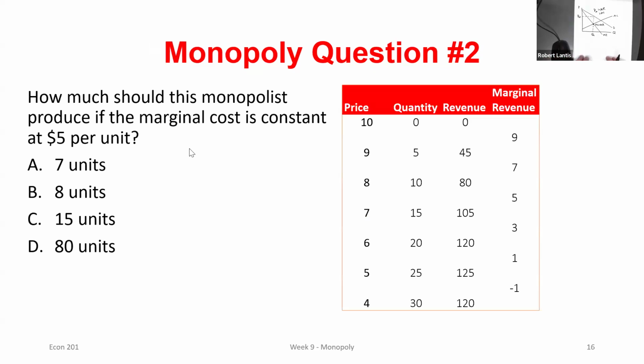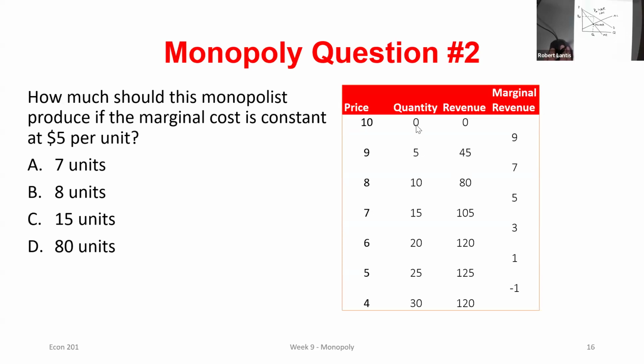What if I had a question that looked like this? I've here given you a marginal revenue column. You could have created this yourself, so let's just assume we didn't have that. How many units should this monopolist produce if we have a constant marginal cost of 5? This is where I sometimes make the examples easier and give you a constant marginal cost.